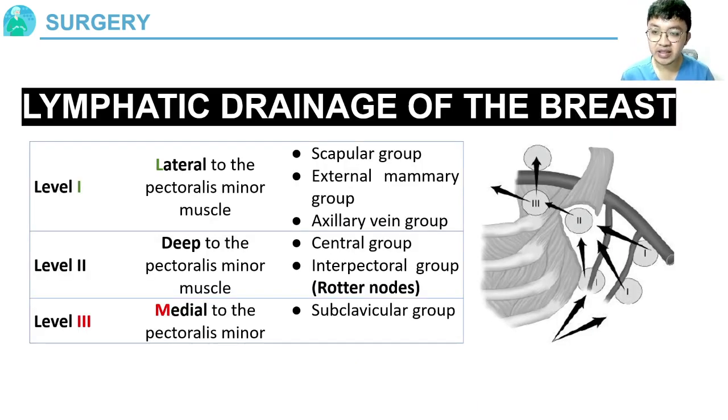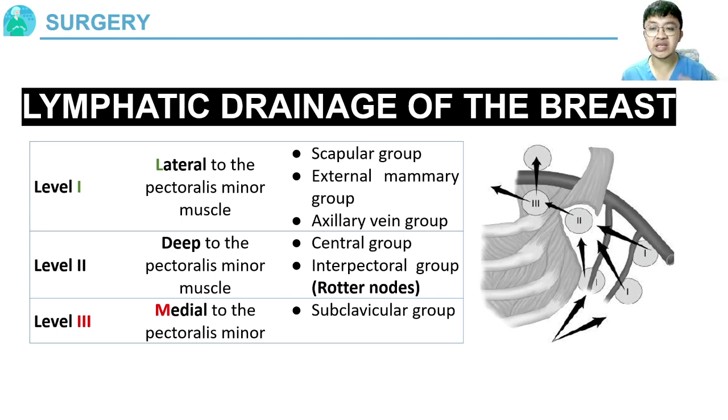Next, for the lymphatic drainage of the breast, you have level 1, level 2, and level 3. Level 1 is lateral. Level 2 is deep, or between the two pectoral muscles. Level 3 is medial. A good way to remember this so that I don't get confused: level 1, the 1 looks like an L, it's lateral. Level 3, the 3 looks like an M, it's medial.